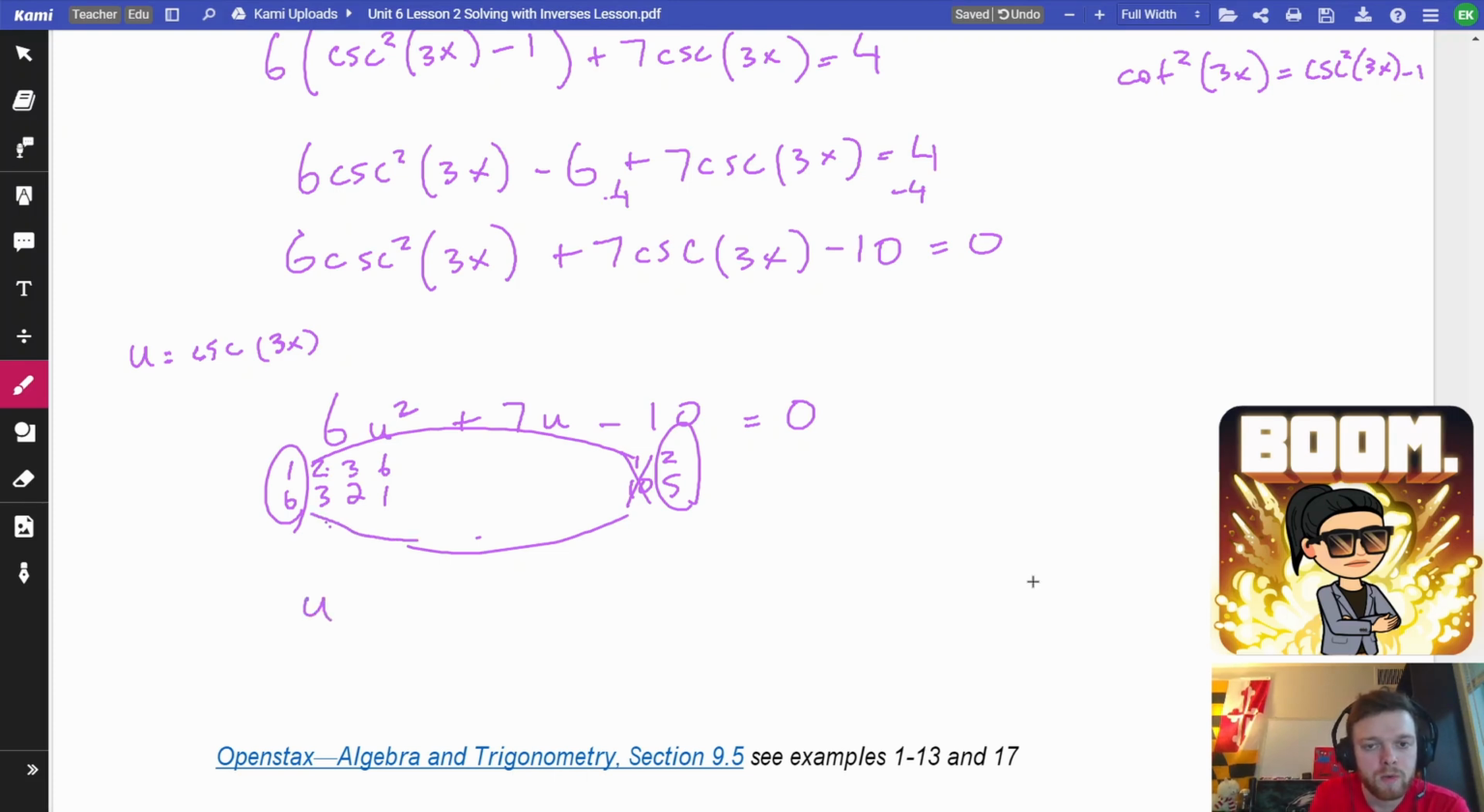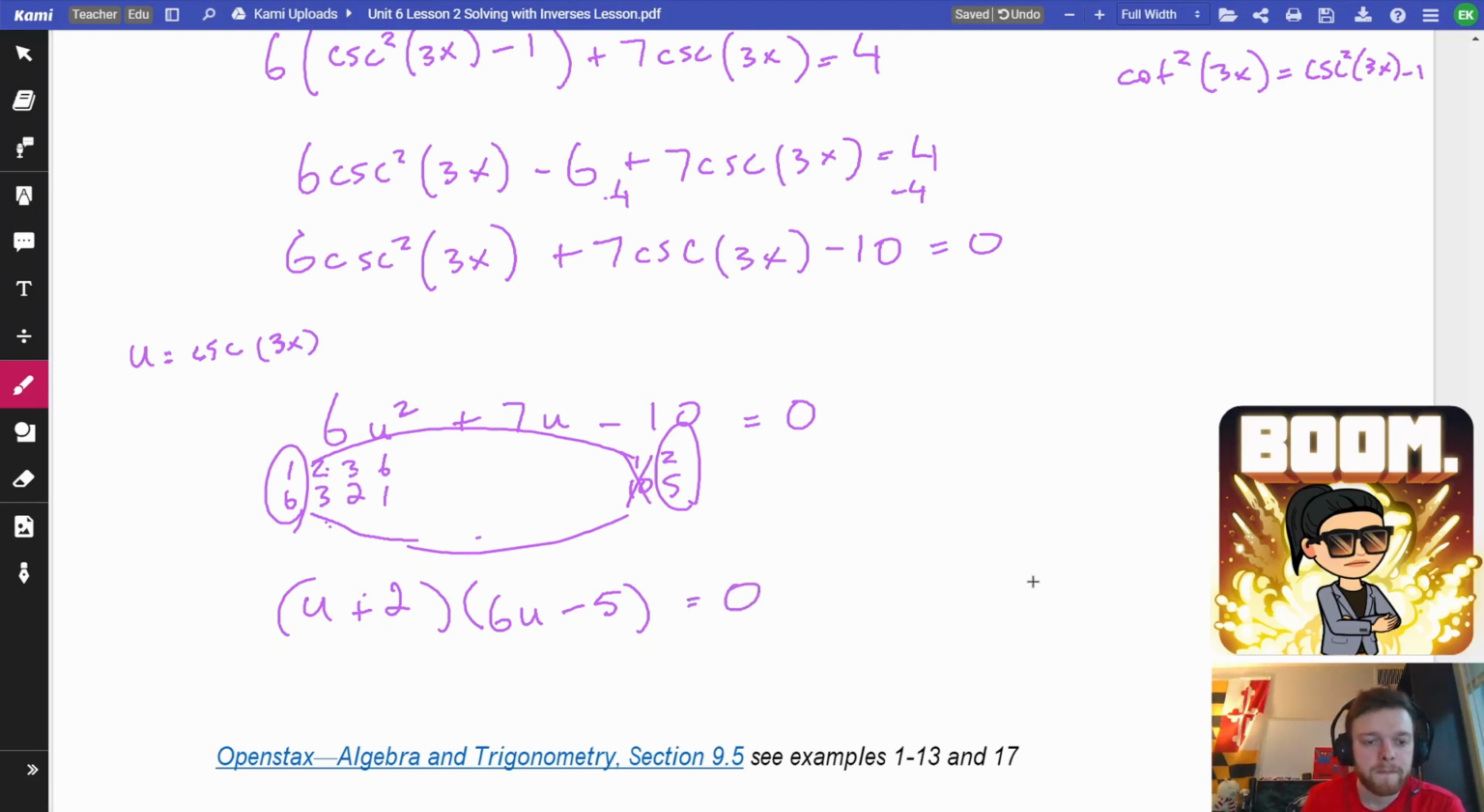1 and 2, 6 and 5. So we have a u and a 2, and a 6u and a 5. Let's make sure we get to 7. We want the number larger to be positive and then subtract down to the 7. So we want a plus 12u minus 5u gives me 7u. There we go.